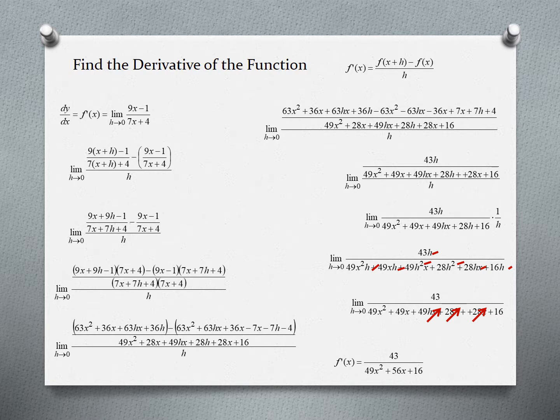And now we can rewrite that if you recognize this as a perfect square trinomial, and go ahead and rewrite that denominator as (7x plus 4) quantity squared. And so this is the representation of the first derivative of our original function.